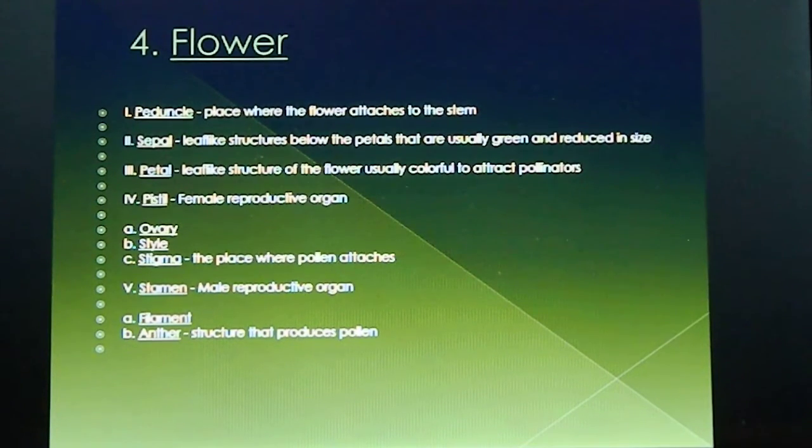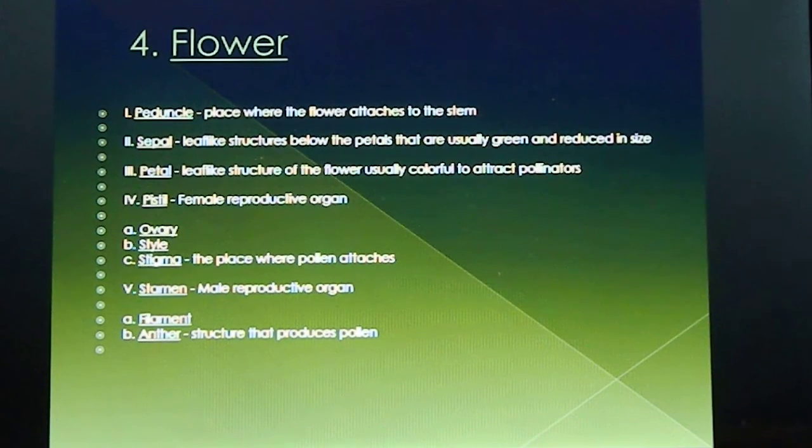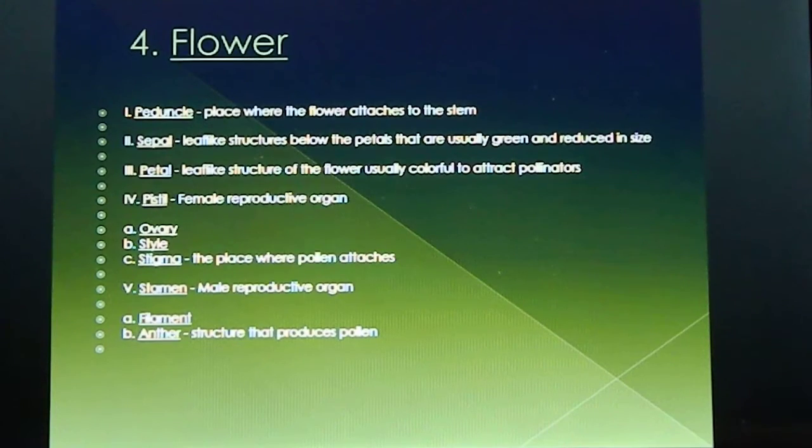Right, and so we'll talk about the female reproductive system first. The whole structure is called the pistil, P-I-S-T-I-L, not pistol like boing, boing, boing, boom, boom, boom, all right? But pistil as in P-I-S-T-I-L, okay, that's the female reproductive structure or organ.